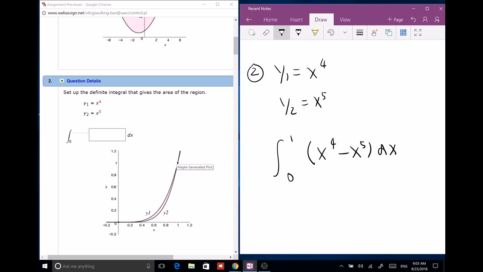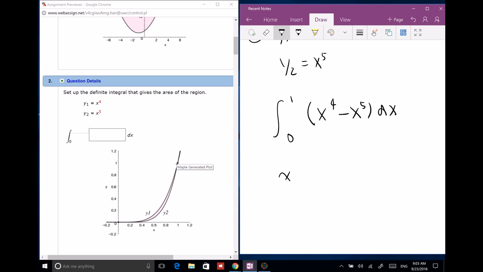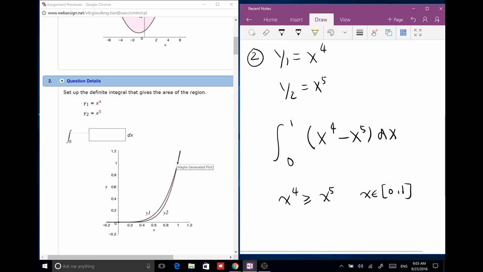Okay. So x to the power 4 is bigger than or equal to x to the power 5 when x belongs to 0 to 1. Because 0.1 to the power 4 is 0.0001, with 4 zeros, and if it's x to the power 5, it's 5 zeros. So it's going to have more decimals. It's smaller if it's between 0 and 1. But if it's after 1, if x equals 2, then x to the power 5 is bigger. So this is going to be your answer.